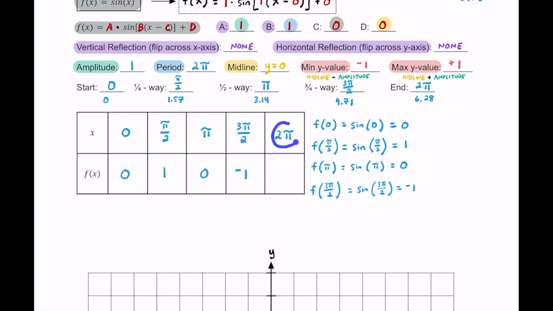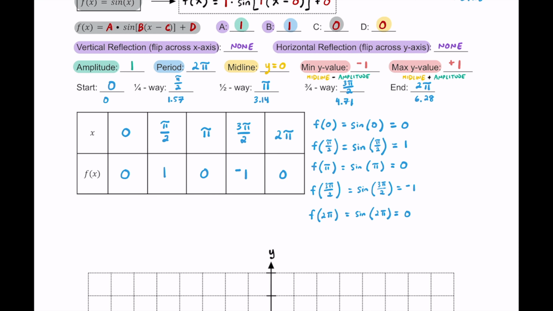Finally, where this period is going to end is going to be at 2 pi. So we're going to have f of 2 pi. So let's plug in 2 pi into this sine function. So if we find sine of 2 pi, then 2 pi is 360 degrees, or that's back to where we started. So that should be back to 0, because it's going to be the same location as f of 0, right? Those are going to be coterminal angles, and so we know this is going to be back at 0.